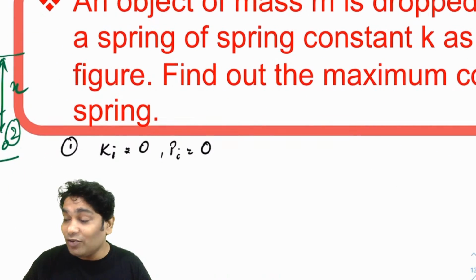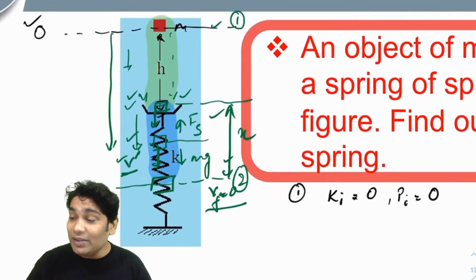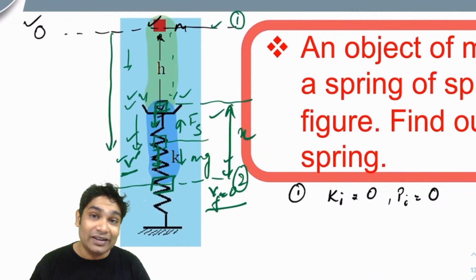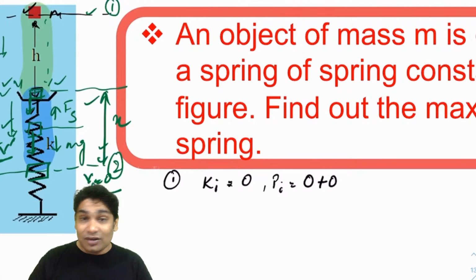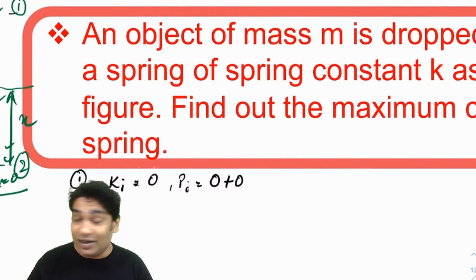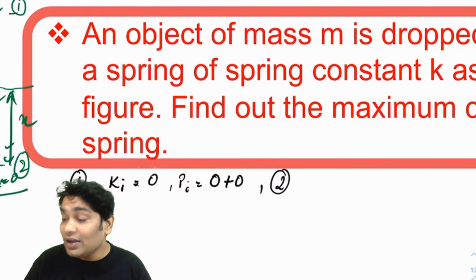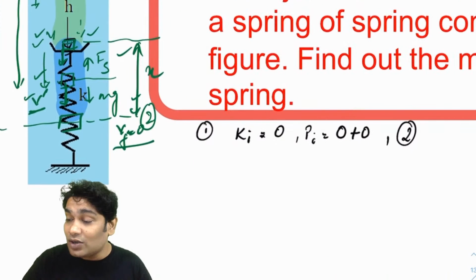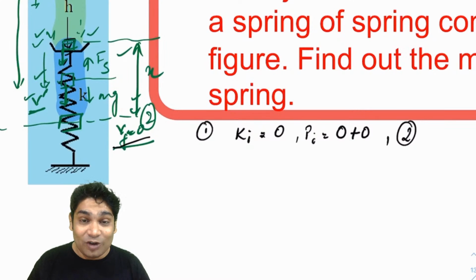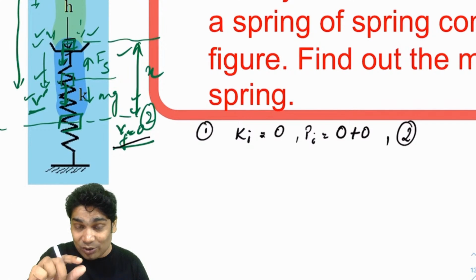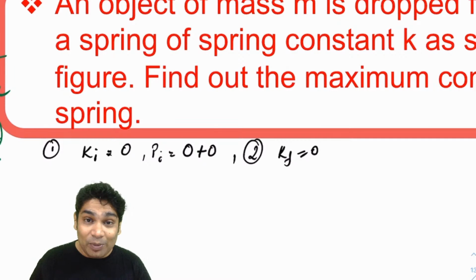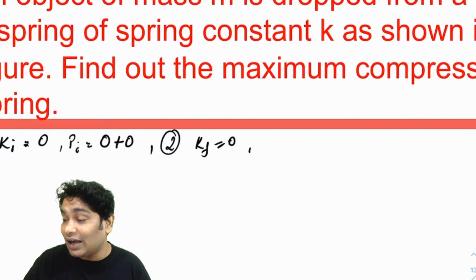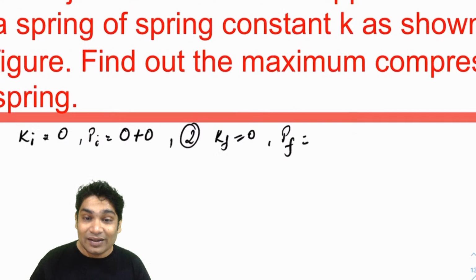Similarly, what will be the spring potential energy initially? When the mass was here, the spring would be at its natural length, so the spring potential energy would also be 0. Remember this, that is my initial condition. How about my final condition? In my final condition, my block was again at a final velocity of 0. It would have instantaneously come to rest before moving back upwards. So my K final would be 0. How about my final potential energy? Let's talk about that. Now this is important. Please pay attention.